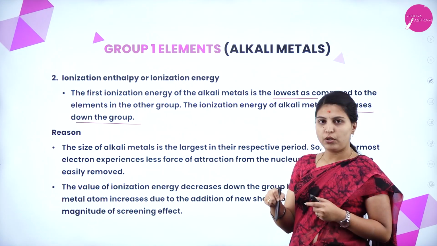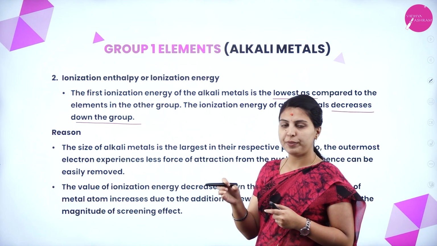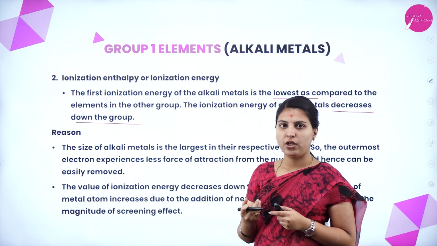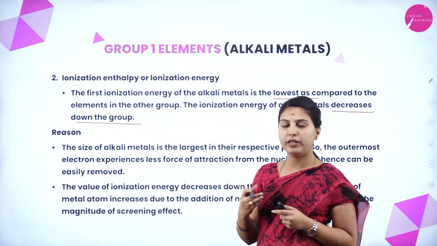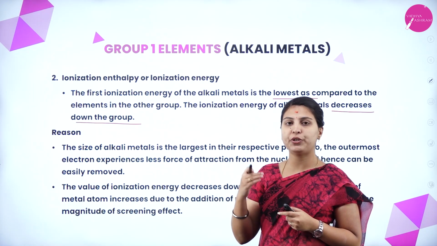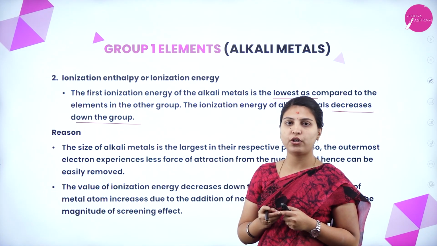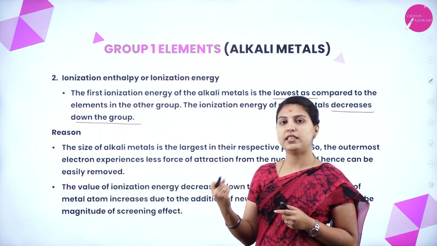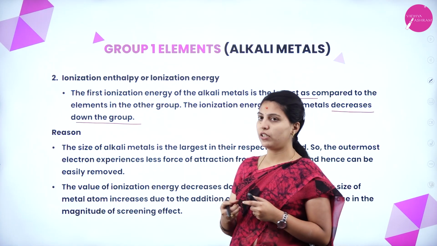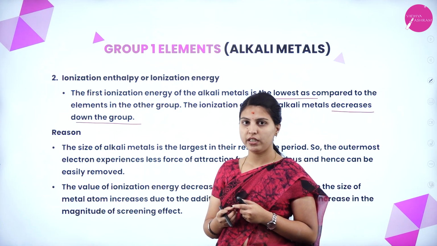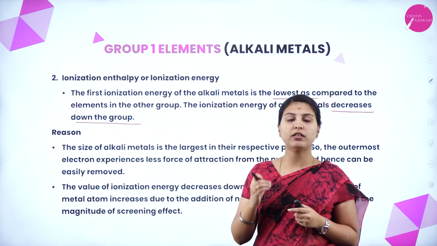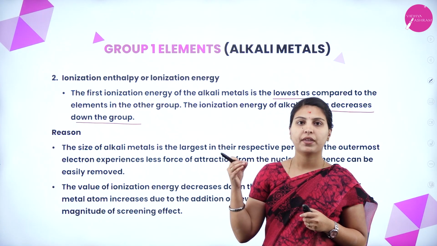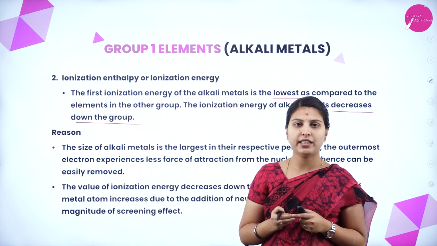Why does it decrease down the group? As we go down the group in the periodic table, the size of the alkali metal increases. When the size increases, the force of attraction between the nucleus and the outermost electron becomes very weak, so the outermost electron can be removed easily. What is the meaning of ionization enthalpy or ionization energy? The removal of an electron from the outermost shell is called ionization energy. The lower it is, the more easily the electron can be removed.